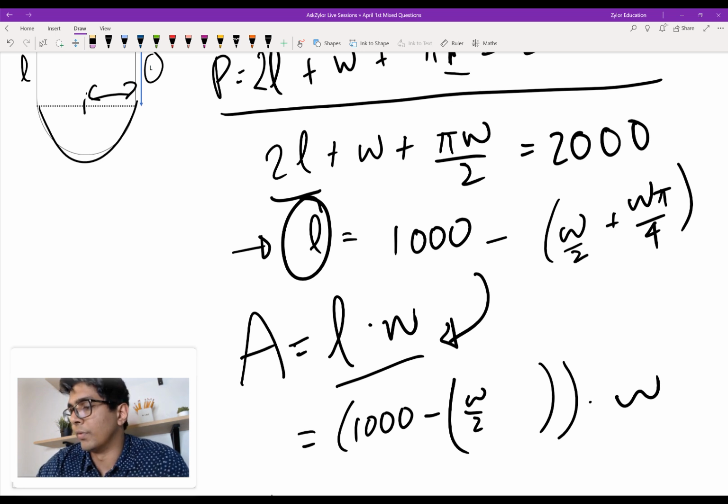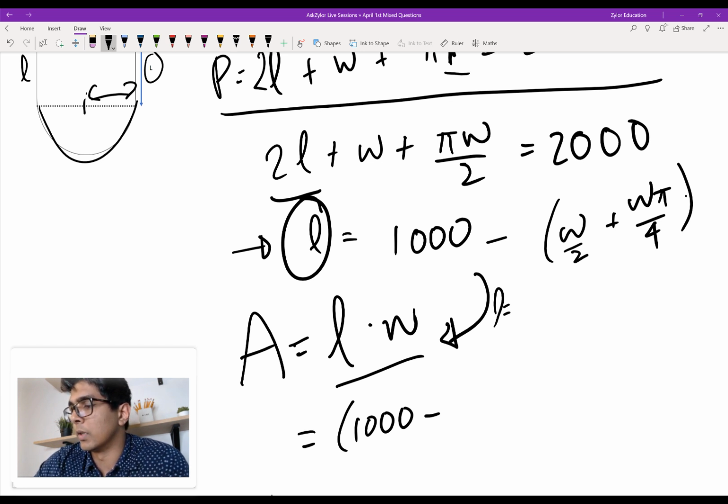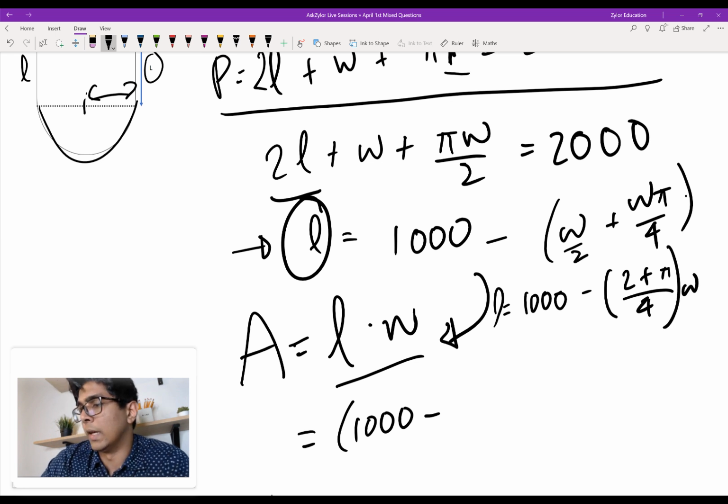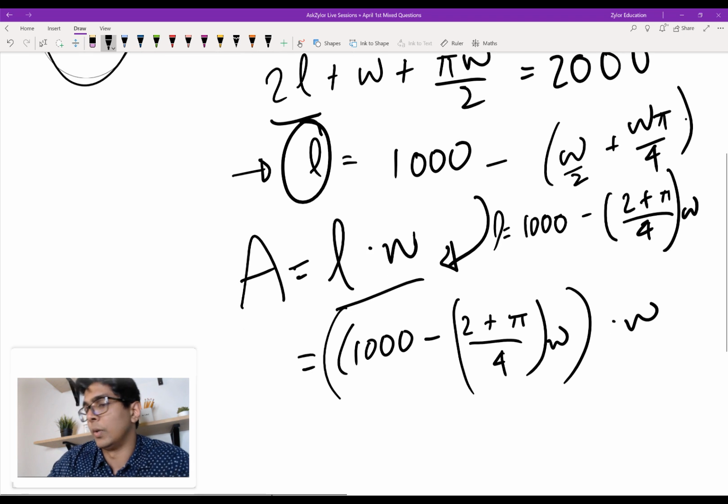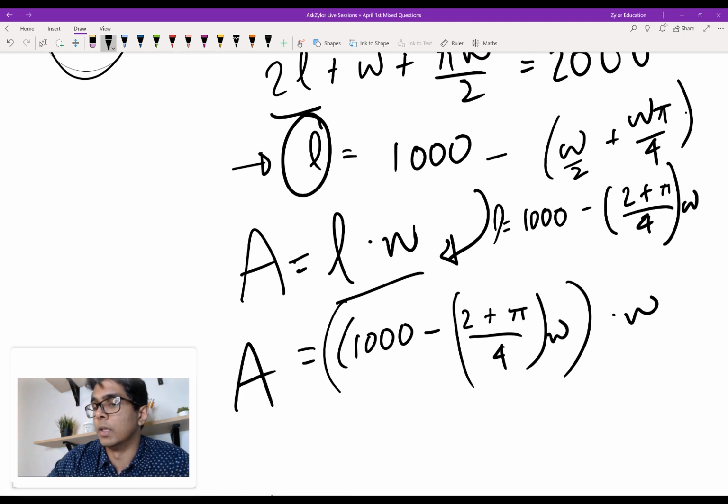So my equation of area. Just to simplify this, let's go back and see if we can simplify this any further. So my length could also equal 1,000. If I factor out my W, I simply have 2 plus pi over 4 times W, and that's what I'm going to sub into my area equation. And all of that is times another W, because my area is length times width, and my length equation is this.